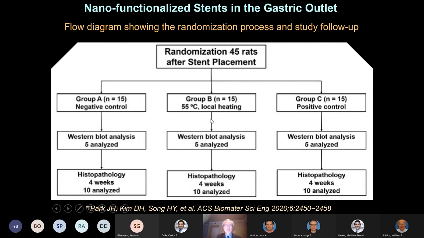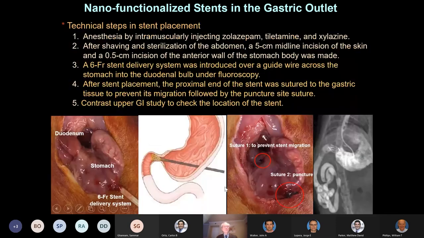Fortunately, or interestingly, we didn't have any complications. So the result was different from the esophagus. I will explain why. Again, 5 animals per group were sacrificed after local heating for Western blot analysis, and the remaining rats were sacrificed 4 weeks after stent placement for histologic examination.